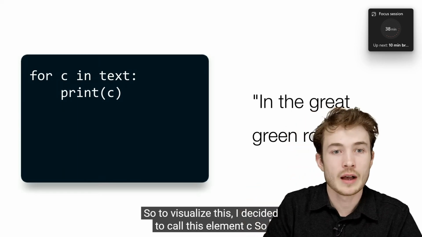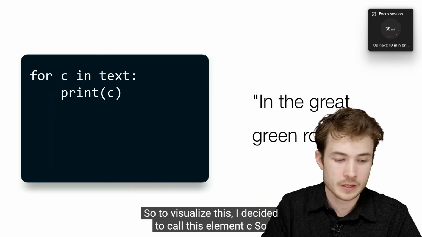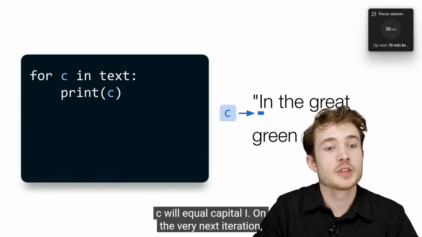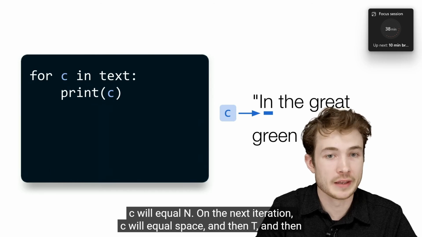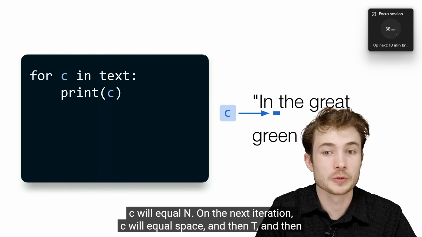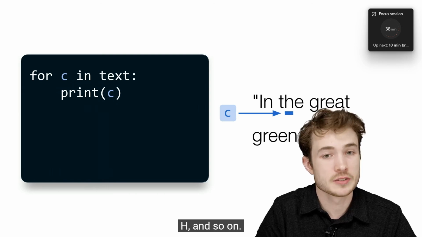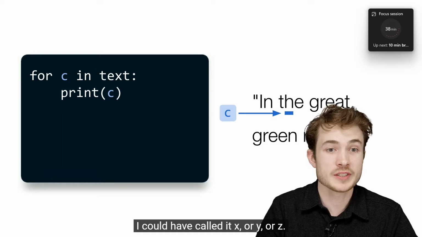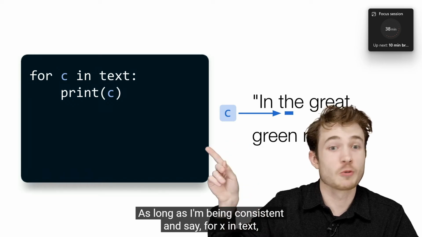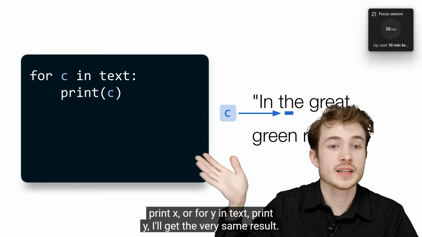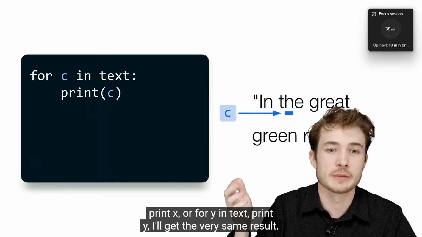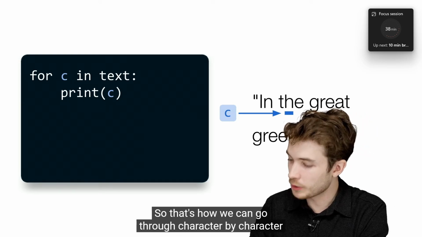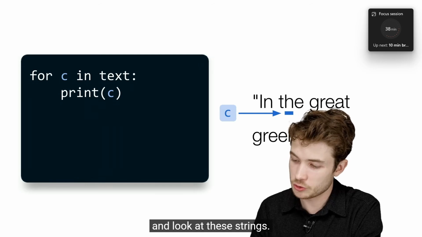To visualize this, I decided to call this element c. On the very first iteration of this loop, c will equal capital I. On the very next iteration, c will equal n. On the next iteration, c will equal space, and then t, and then h, and so on. It's not special that I called this c. I could have called it x or y or z, as long as I'm being consistent and say for x in text, print x, or for y in text, print y, I'll get the very same result. That's how we can go through character by character and look at these strings.